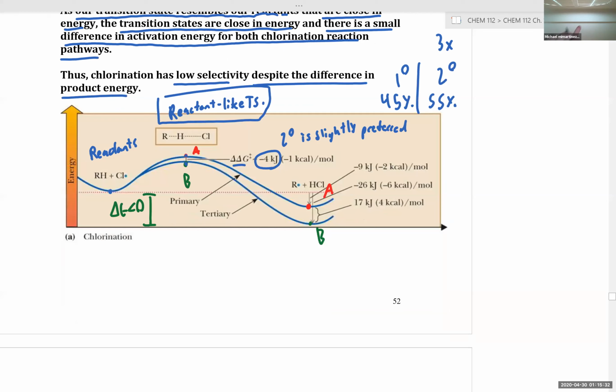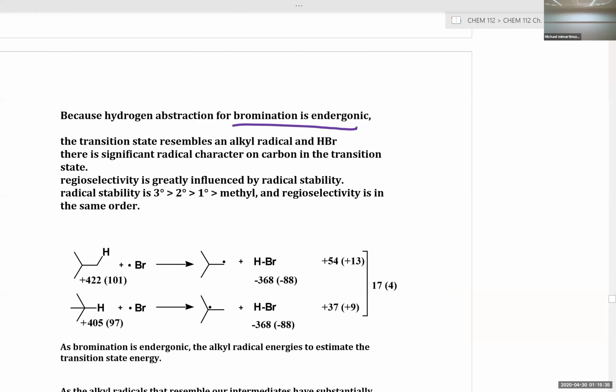So hydrogen abstraction for bromination is endergonic. So the delta G is greater than zero. So the transition state resembles our alkyl radical and HBr. These are our products. There is significant radical character on carbon in the transition state. And in turn, our regioselectivity is greatly influenced by radical stability. So we know that the tertiary radical is more stable than the secondary, which is more stable than the primary. We've seen this song and dance before.